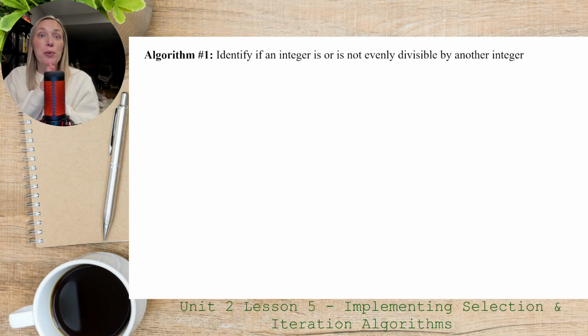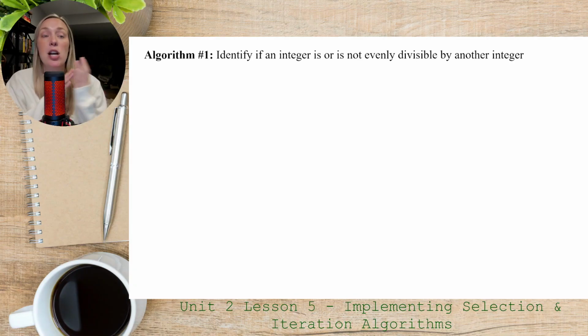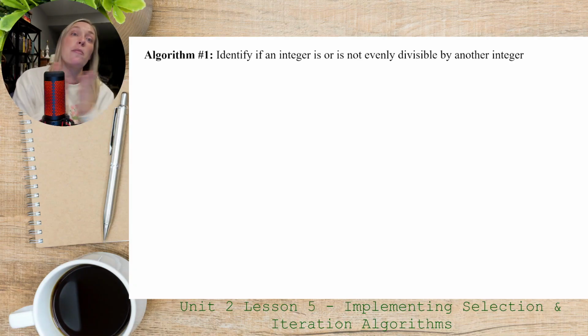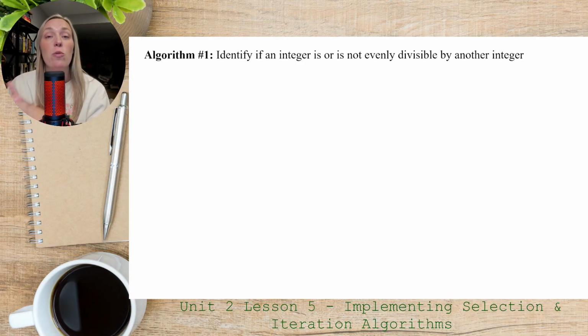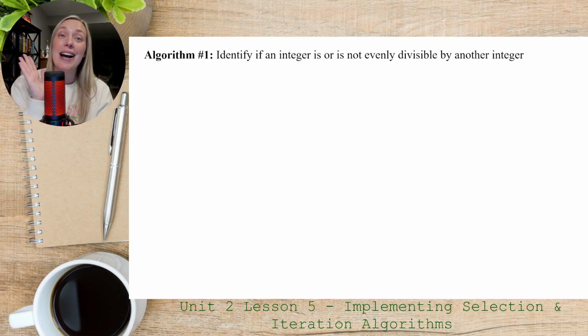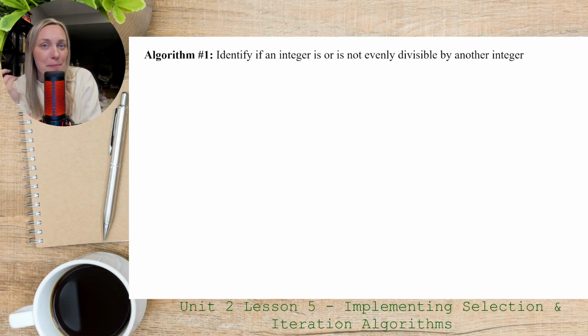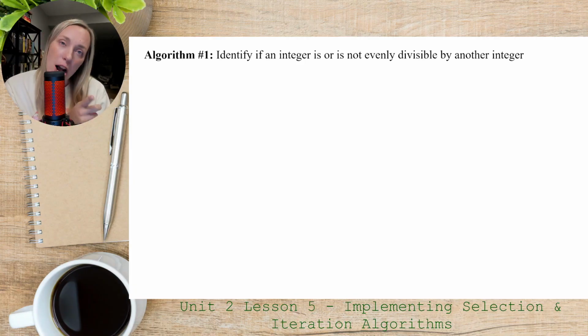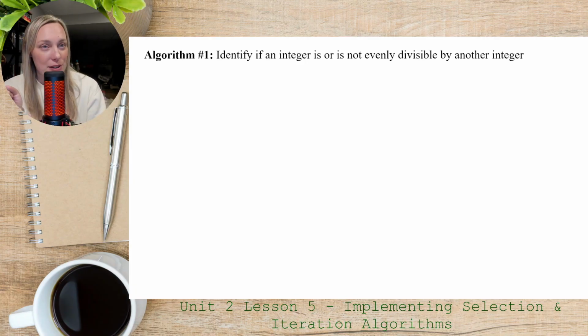Now the way we're going to go through this is talking about what the algorithm wants you to do. We're going to go through the steps and then we're going to apply the code to it. So the first algorithm we're going to go through is identifying if an integer is or is not evenly divisible by another integer. And I know what you're going to say. The first thing is always, don't we have an operator for this already? And we do. And we're going to talk about that operator after this algorithm.